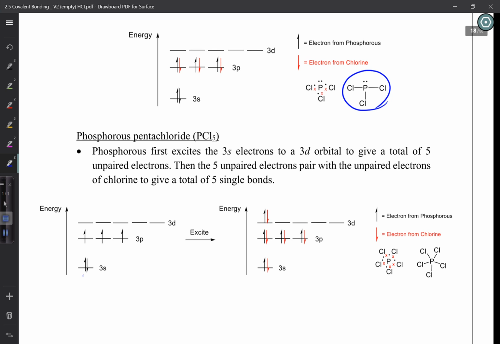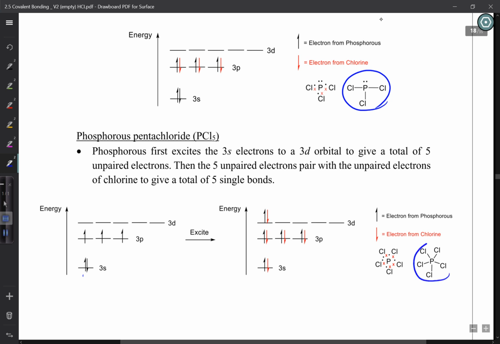The bottom one. So this is how you form PCl5. So around this phosphorus, how many electrons do we have? 10, right? 5 bonds times 2 gives you 10.